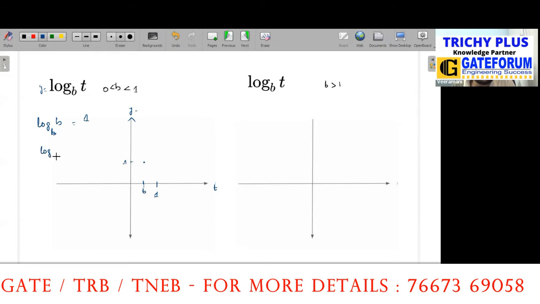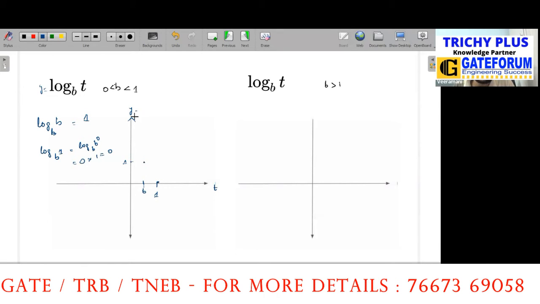What is the value of log base b of 1? What is the value of log 1? Whatever the base is, you can write 1 as b power 0. So this 0 will come to the front side, and again log base b of b is going to be 1. This will give a value of 0, right? So log base b of 1 is going to be 0, correct?